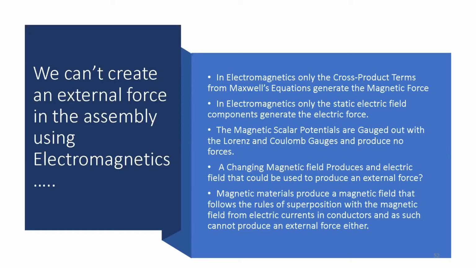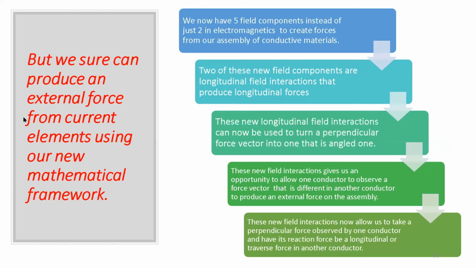Magnetic materials produce a magnetic field that follows the rules of superposition with the magnetic field from electric currents and conductors, so we can't produce an electric field or an external force either. Electromagnetics says the magnetic field from a copper conductor is the exact same thing as a magnetic field from a magnet, and they just sum at any one point. You have no opportunity to have the magnetic material observe different field interactions than the copper conductor. That's not allowed in electromagnetics. But with this new mathematical model, we could produce an external force from current elements.